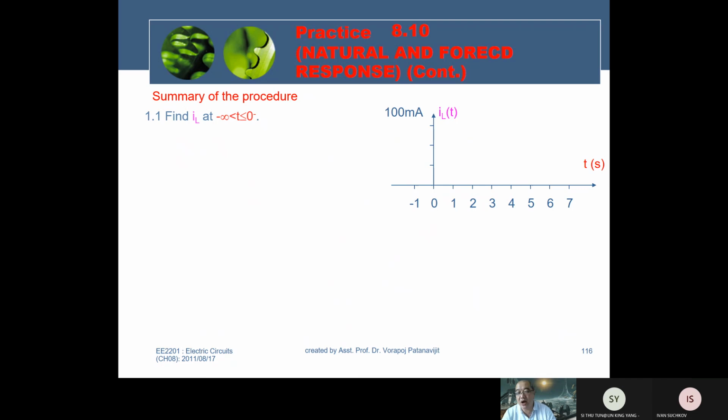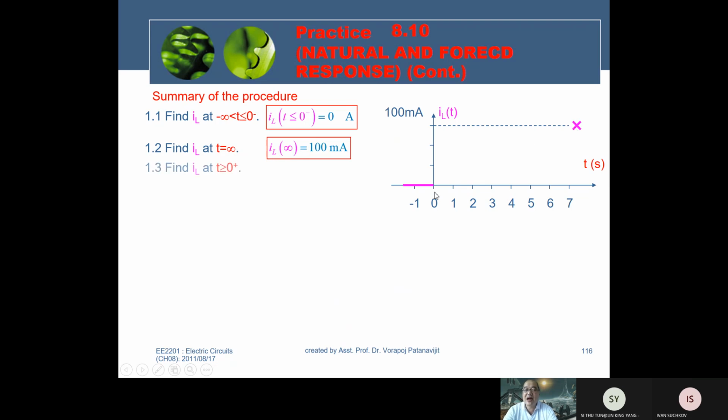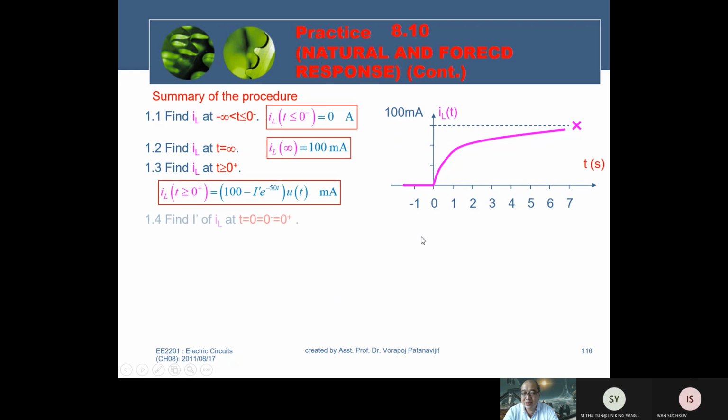From an overall point of view, IL for time less than 0 is equal to 0 because the source is not activated yet. At time equal to infinity, the source has been activated for a long time, and it makes IL at time infinity equal to 100 milliamp. IL for times greater than 0 will increase in exponential form and reach that point soon. You can find the unknown constant by setting 1.1 equal to 1.3, and you get the constant equal to minus 100 in here.